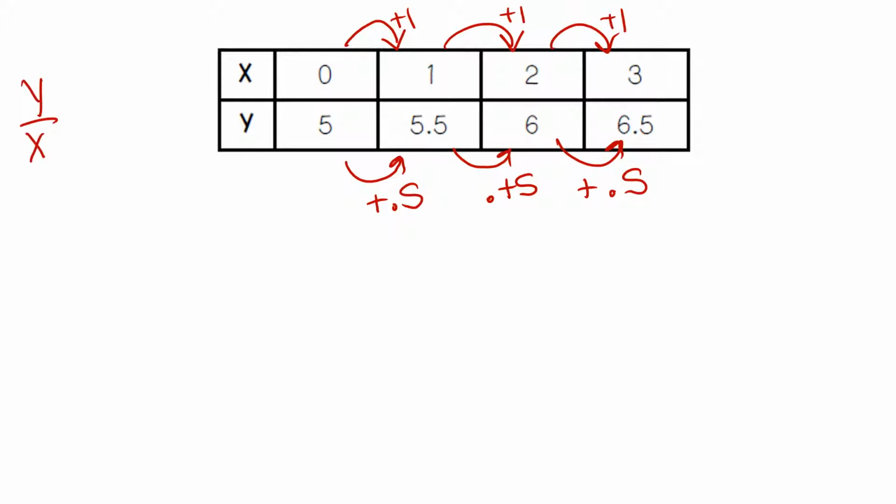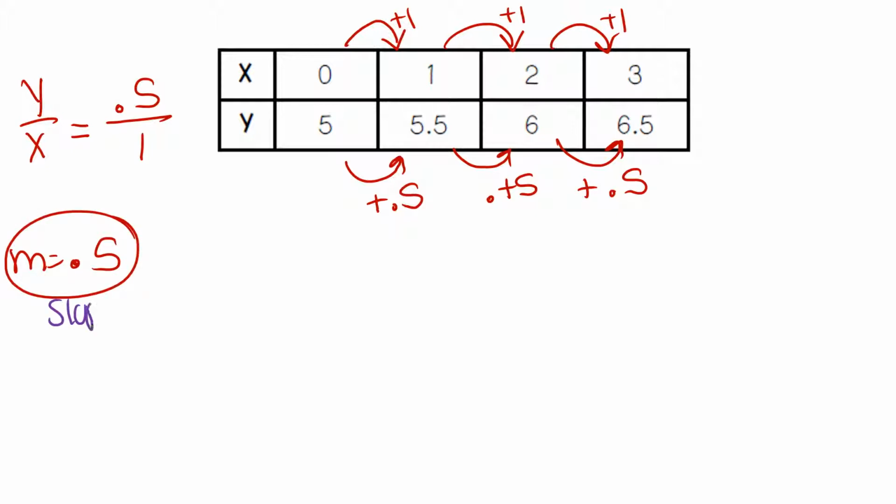We set up our answer as a fraction y over x, so 0.5 over 1. 0.5 divided by 1 is 0.5. M, which is our slope, our rate of change, is 0.5. You don't have to write it as a fraction over 1 if the denominator is a 1. You can simply leave it as the 0.5.